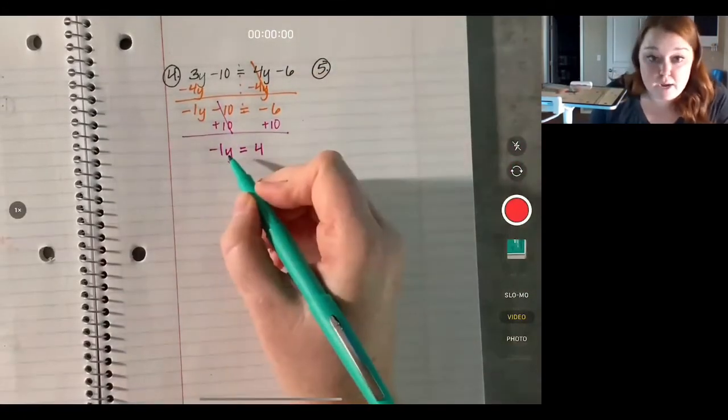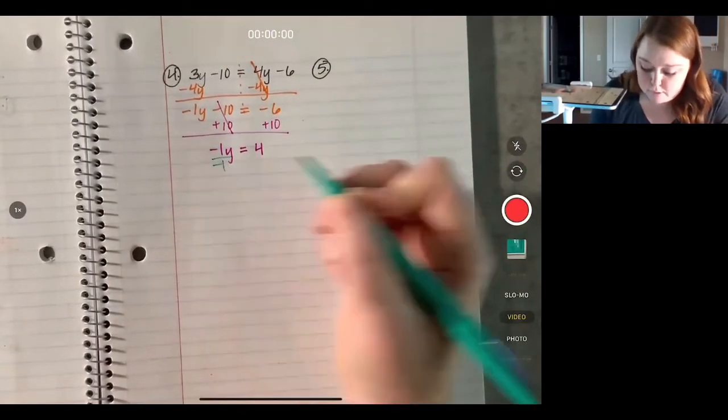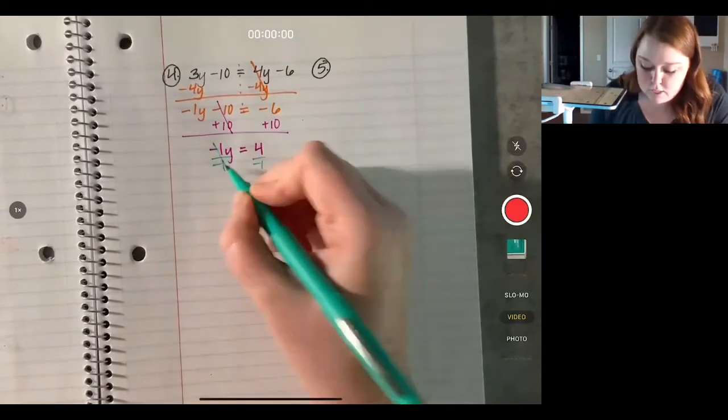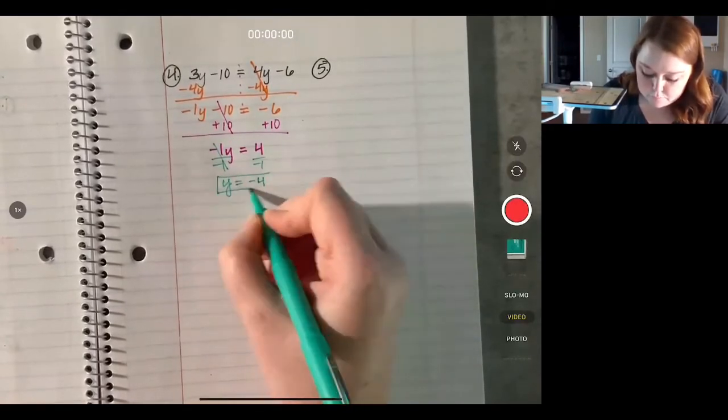And then this y, I don't want negative 1y. Let's get rid of it. And divide by negative 1 on both sides. And I get a final answer of y equals negative 4.